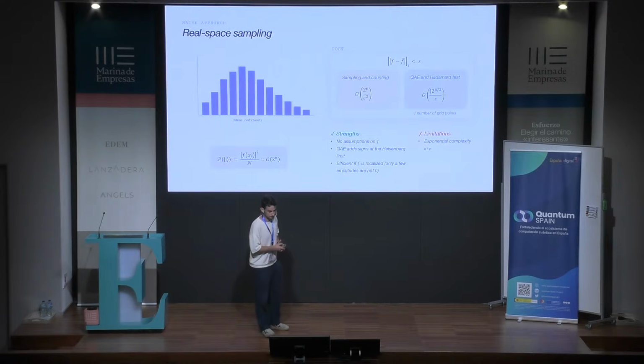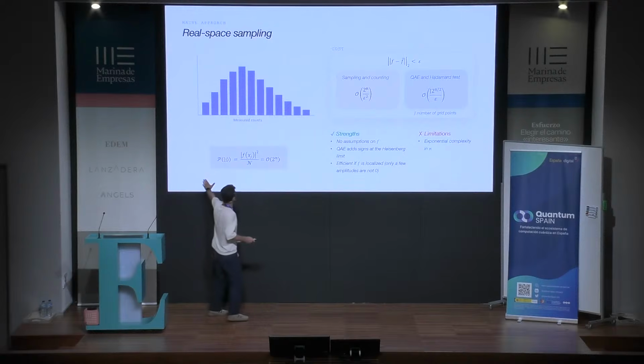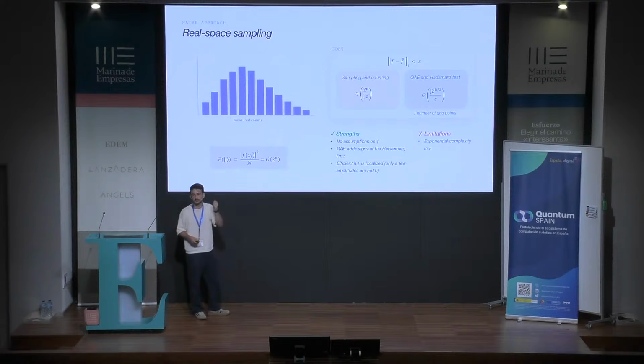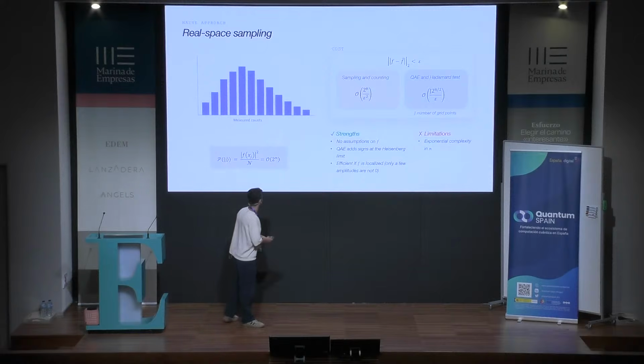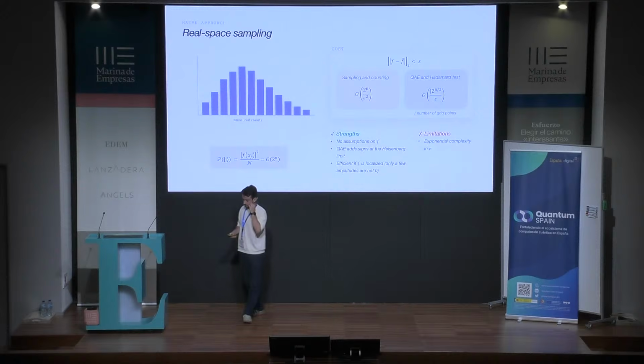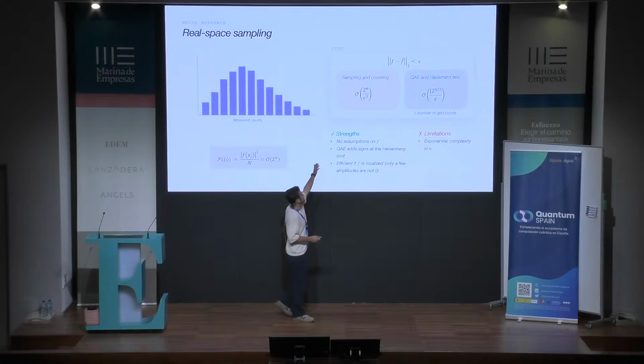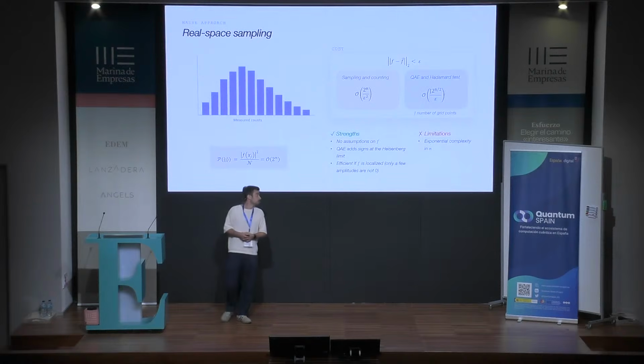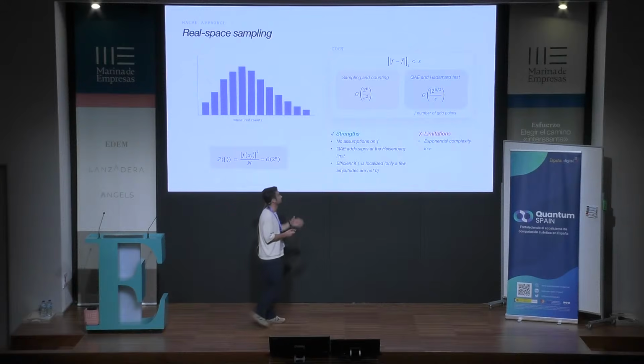So I'm going to do a really fast review of existing methods, and then I'm going to go with my contributions. One of them is the naive approach of just taking the state, doing measurements, counting how many times each bit string appeared, and then reconstructing the function like that. Okay, so the problem of this method is that we can just reconstruct this function if it's positive, and the problem is that the sampling and counting is just an exponential method. So we can improve it a bit with quantum amplitude estimation and the Hadamard test.